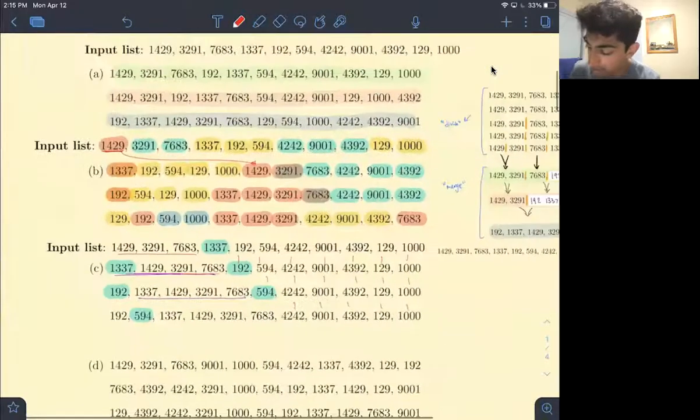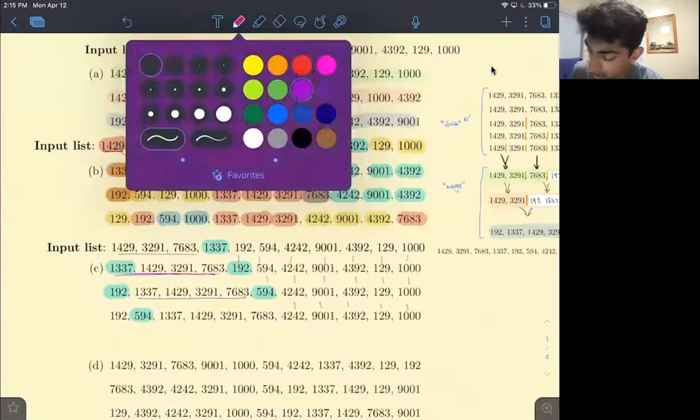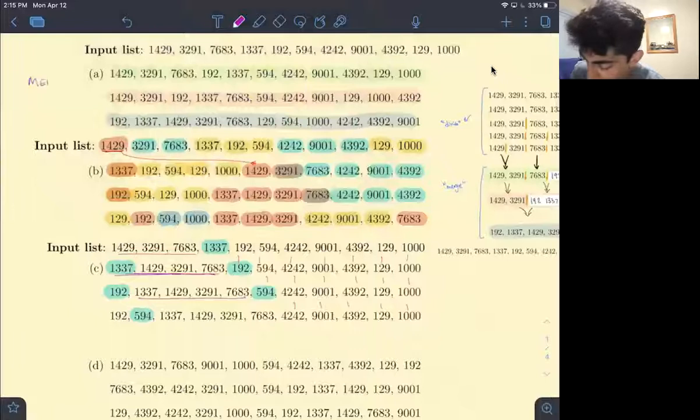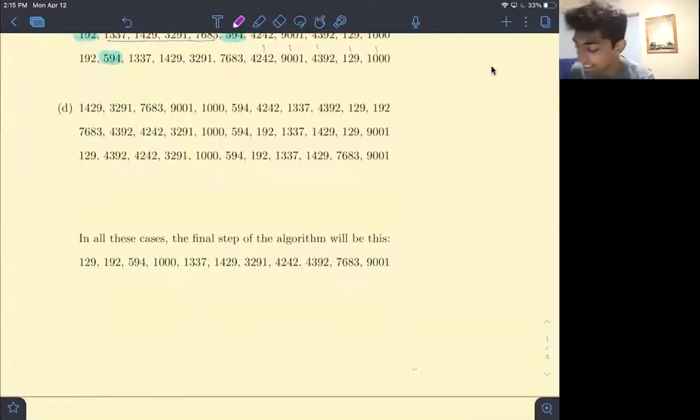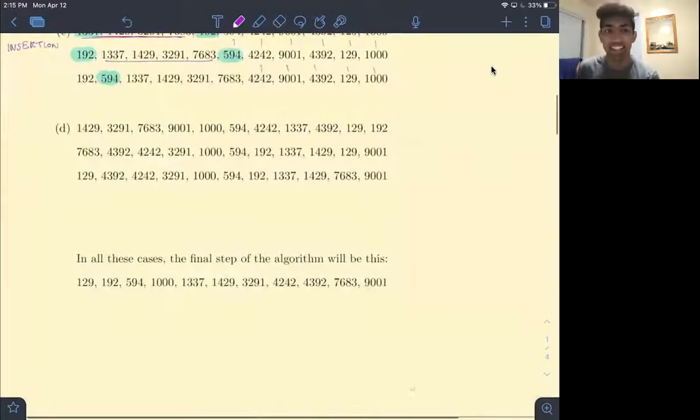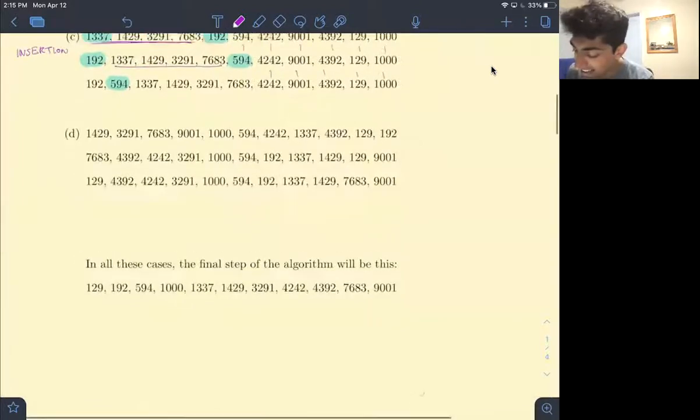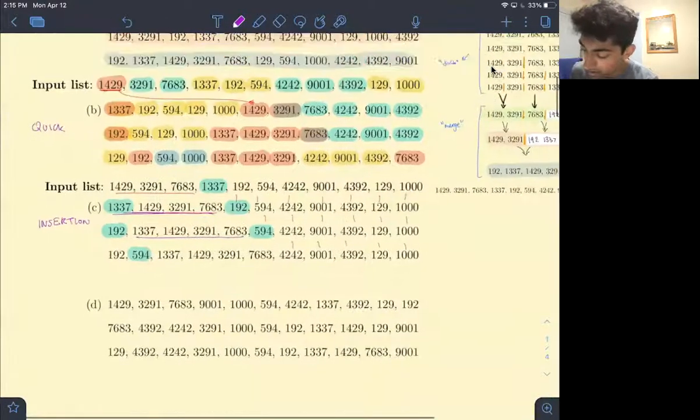And I've realized I've neglected writing these answers. So the first is merge sort, the second is quicksort, and the third is insertion sort. Okay, but hopefully it was made clear by me just explaining it to you all. So let's move on to this last one.